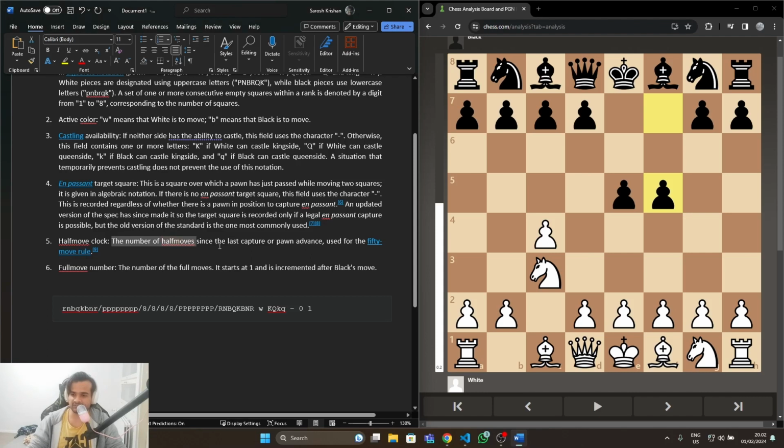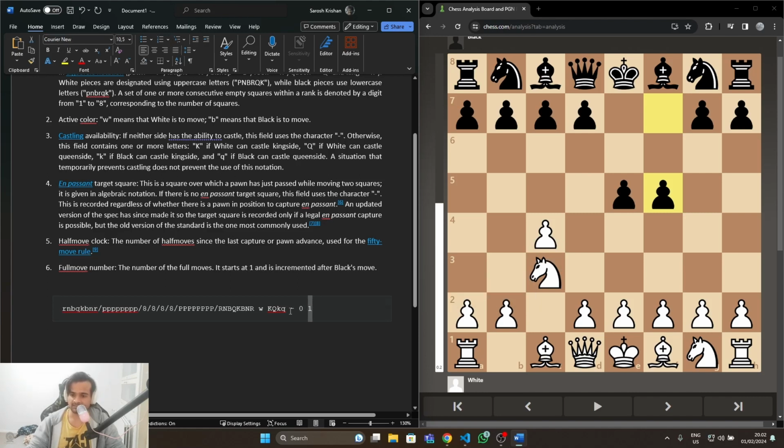The number of half moves since the last capture or pawn advance, used for the 50 move rule for drawing. And the full move number is the number of full moves so far in the whole game. The half move count is the number since the last capture, so this one resets every now and then. It starts at 1 and is incremented after black's move. So this is the half move clock, and this is the full move clock.